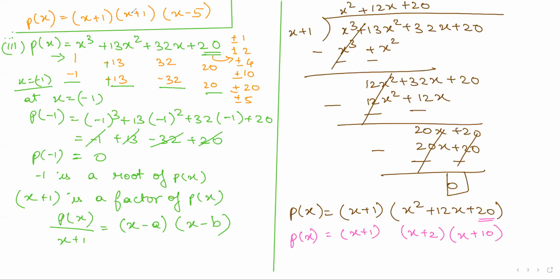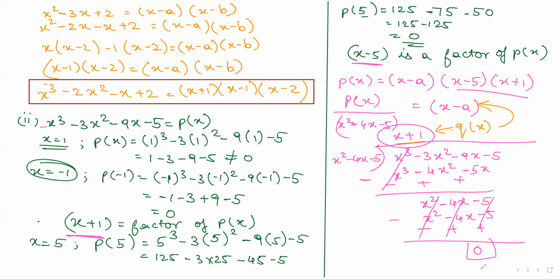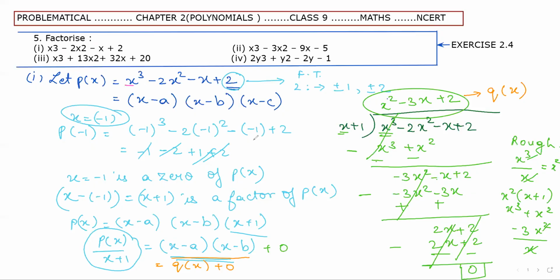Next question, P of x given is 2y cubed plus y squared minus 2y minus 1. Here you have minus 1. Now what? Observe this. In the previous questions, the coefficient of x cubed was 1. In the last question, your coefficient of y cubed is 2.